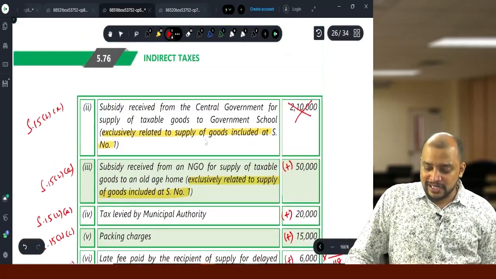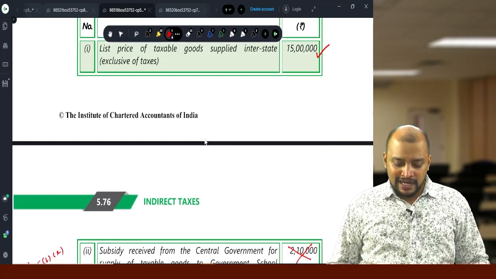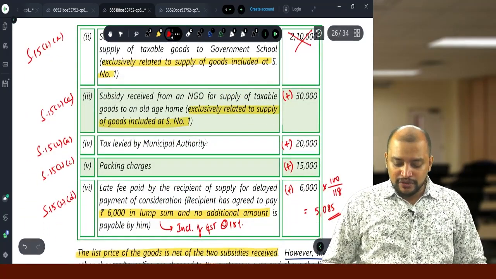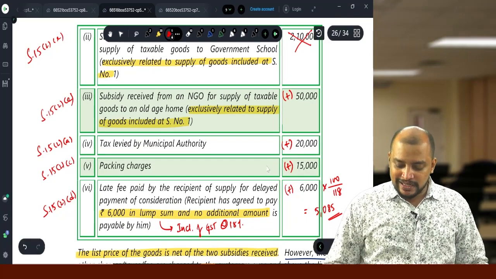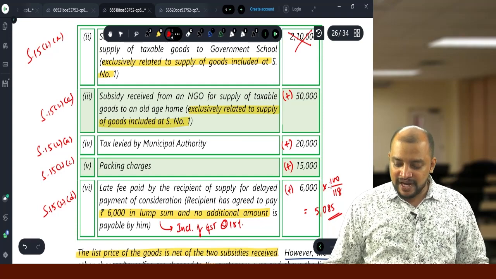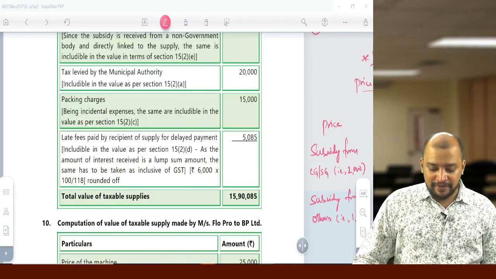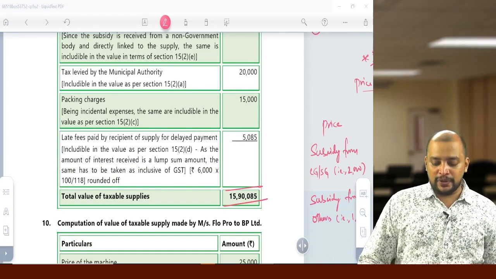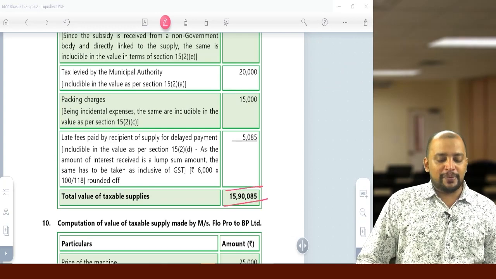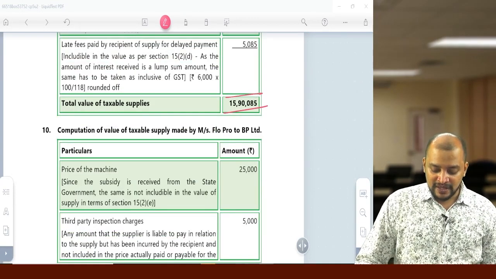So now if you see the total, 15 lakhs plus 50,000 plus 20,000 plus 15,000 plus 5,085, that is 15,90,085. 15,90,085 will be taken as the value, and we need to give the proper explanation as to why it is to be included, excluded, etc.